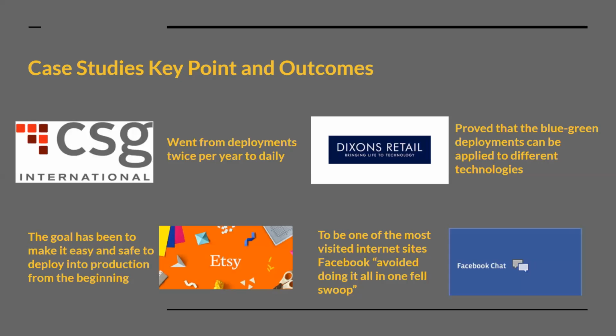Here we have some case studies, key points, and outcomes. We learned that CSG International went from deployments that occurred twice per year to daily. Dixons Retail proved that blue-green deployments can be applied to different technologies, with the goal of making it easier and safer to deploy into production. Etsy and Facebook, one of the most visited sites, avoided doing it all in one fell swoop.